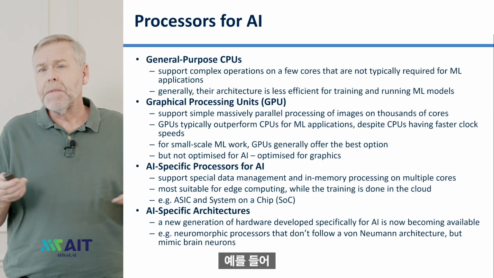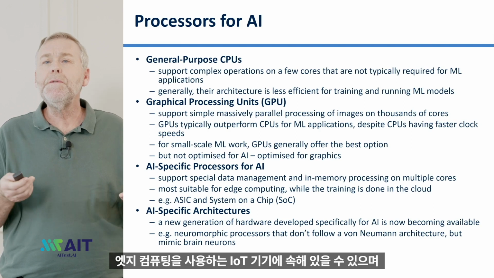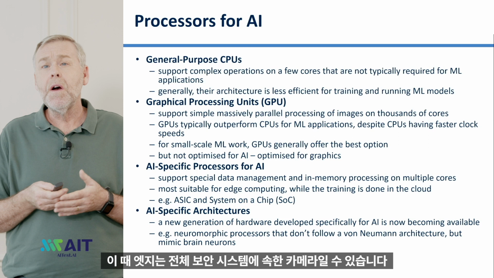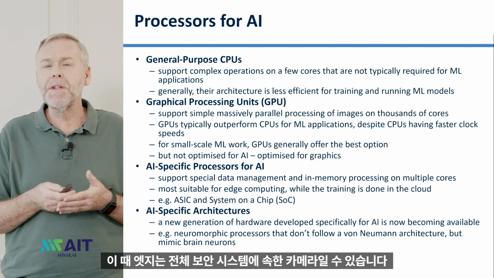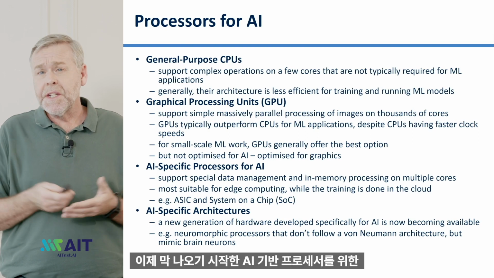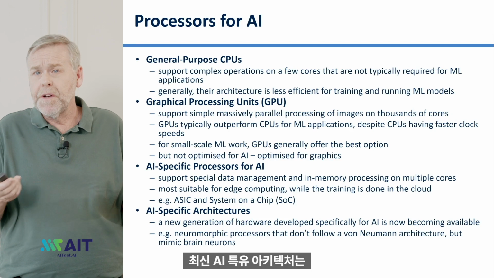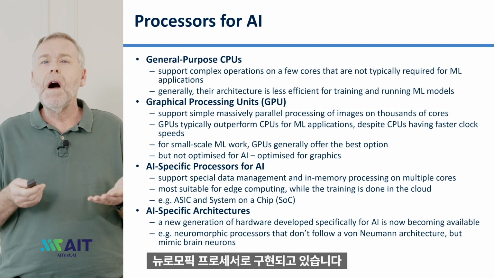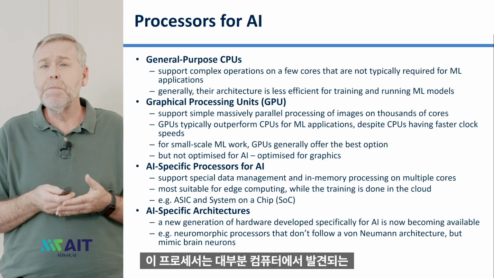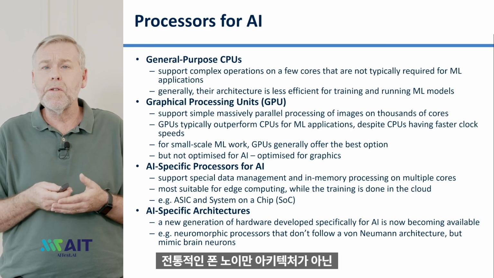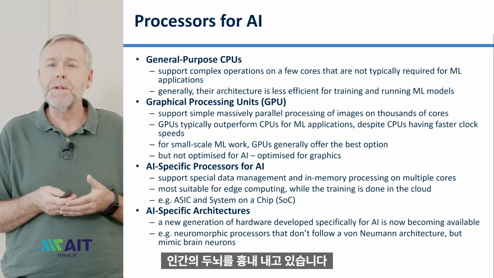For instance, our target processor may be part of an Internet of Things device using edge computing technology, where the edge corresponds to the cameras that are part of a large security system. The latest AI-specific architectures for AI-based processors, which are only just becoming available, are implemented in neuromorphic processors. The processors mimic human brains instead of the traditional von Neumann architecture found in most computers.